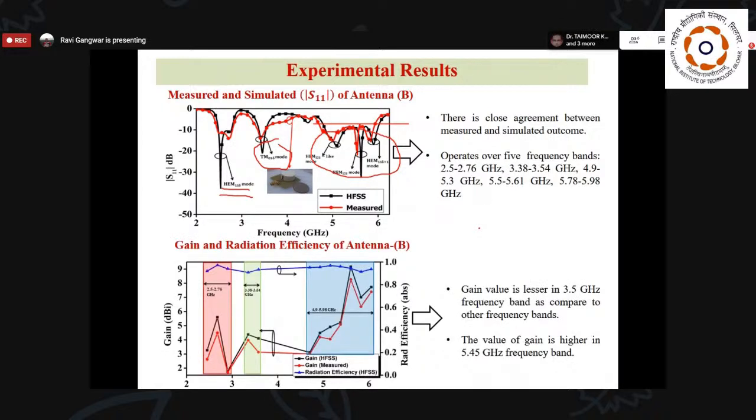Similarly, we have seen the gain and radiation efficiency of the antenna. We can find that the gain value is lower at 3.5 gigahertz as compared to the other bands, because at 3.5 gigahertz we get the TM01 delta mode, and we have analyzed the gain in the broadside direction, and the TM01 delta mode has a monopole kind of radiation pattern. So that is the reason we get the minimum gain value in that particular band.